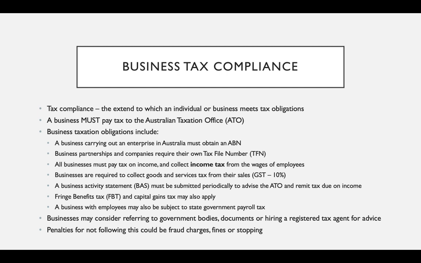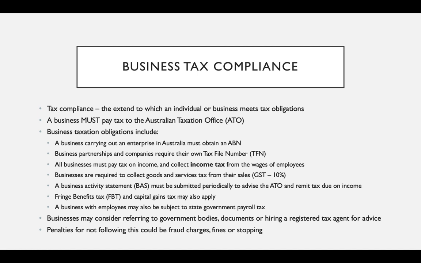All right, business tax compliance. We should all know this. Businesses must pay tax. It is compulsory in Australia. Tax compliance is the extent to which an individual or business must meet their tax obligations. Okay. This is going to be paid to the ATO, just like personal income.